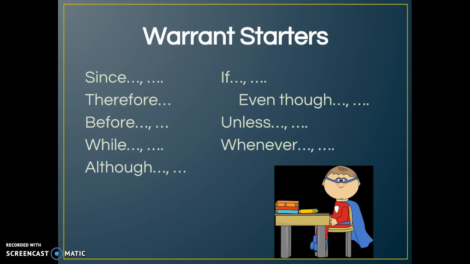There are some great ways to help you get started with warrants. These are some common warrant starters, and your teacher will have a poster of this in her classroom that will help you see what warrant starters are like. So words like since, therefore, if, before, even though, unless, while, whenever, although. So those are the kinds of words that can help you if you're stuck on how to start a warrant.